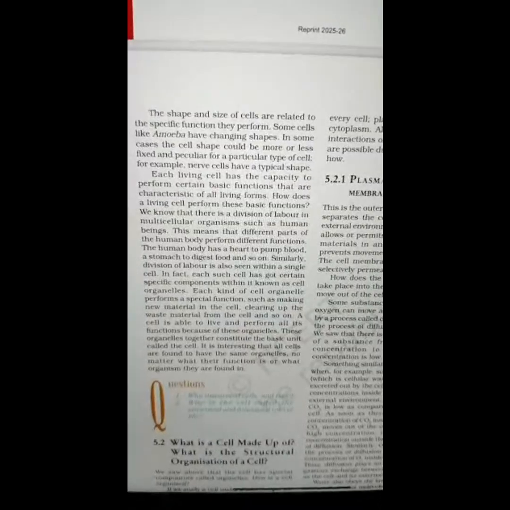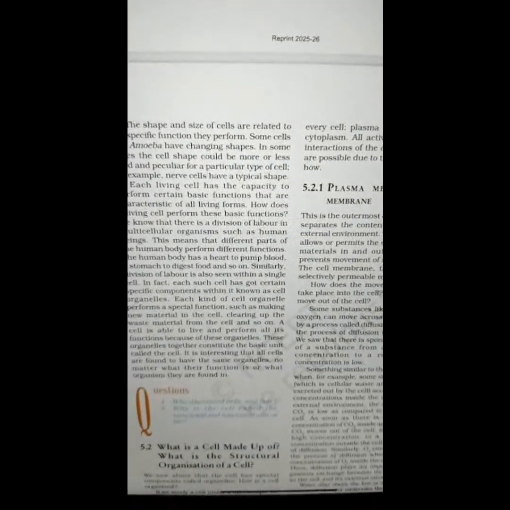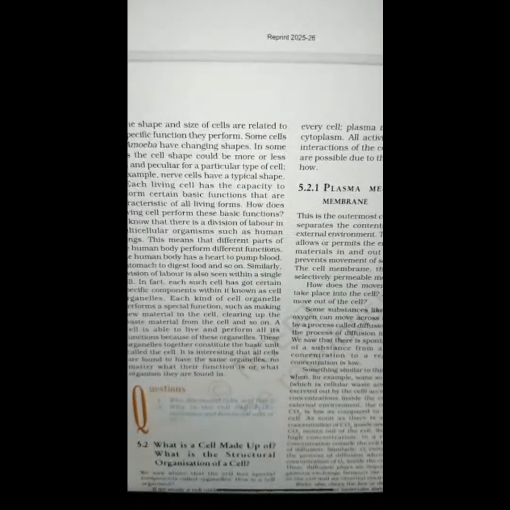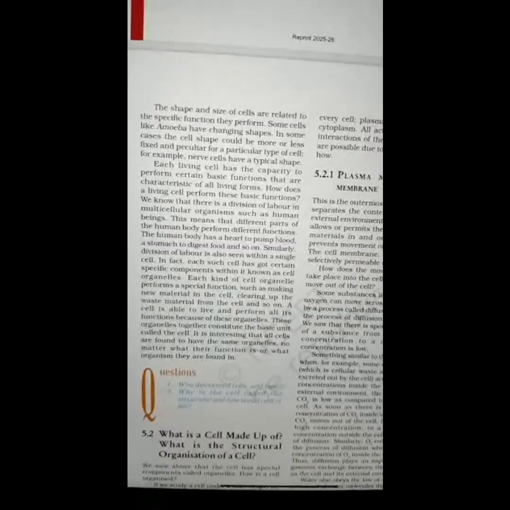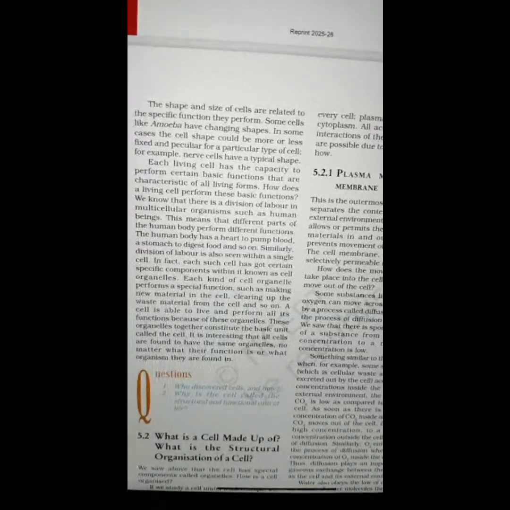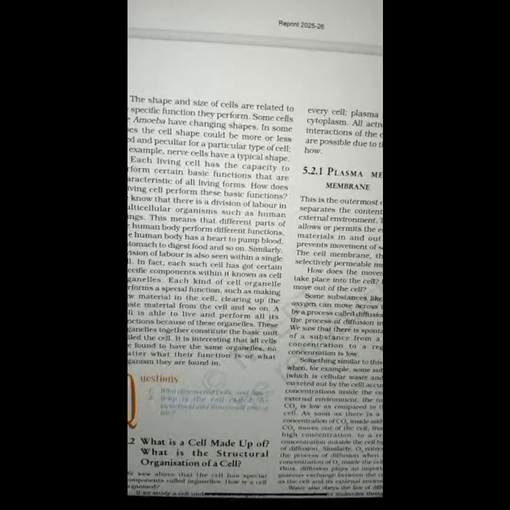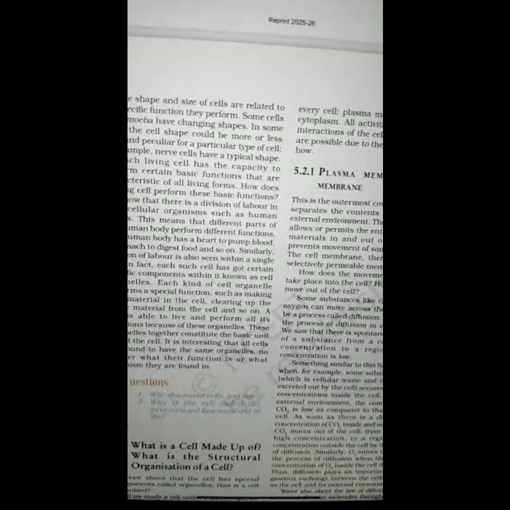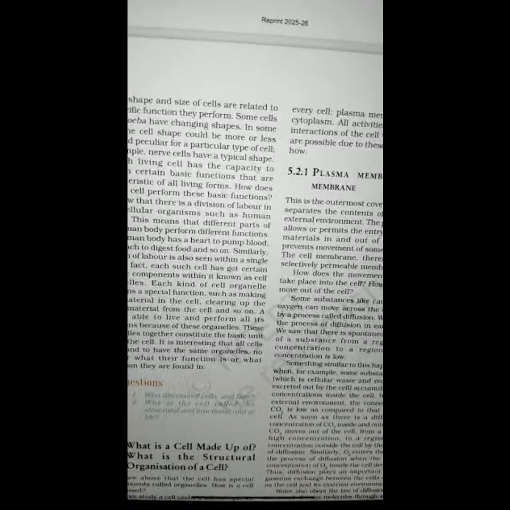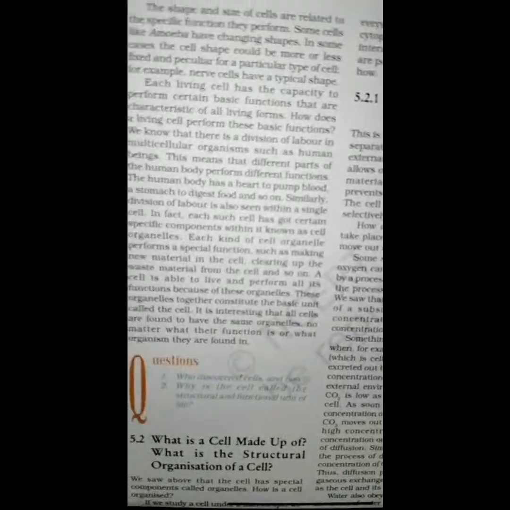Each kind of cell organelle performs a specific function, such as making new material in the cell, cleaning up the waste material from the cell, and so on. A cell is able to live and perform all its functions because of its organelles. These organelles together constitute the basic unit called the cell. It is interesting that all the cells are found to have the same organelles no matter what their function is or what organism they are found in.